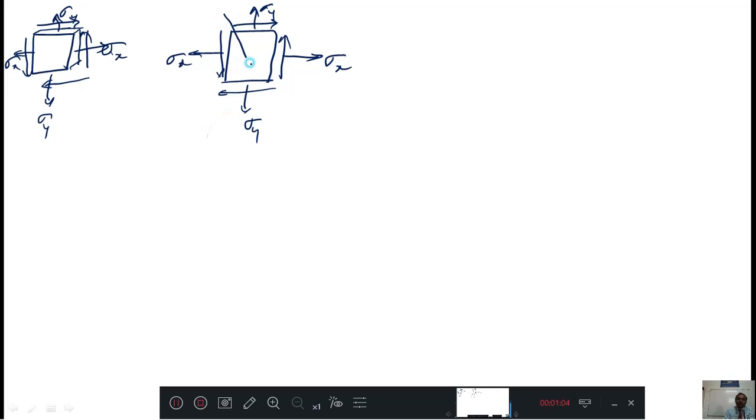Here, if I have an interested plane, this is a plane of interest. This plane of interest is making an angle theta with respect to vertical. On this plane of interest, there will be two types of stresses. One is perpendicular to the plane, another one is parallel to the plane. Perpendicular to the plane, we will call it a normal stress, that I will call sigma theta, and parallel to the plane we will call it a shear stress, that is tau theta.